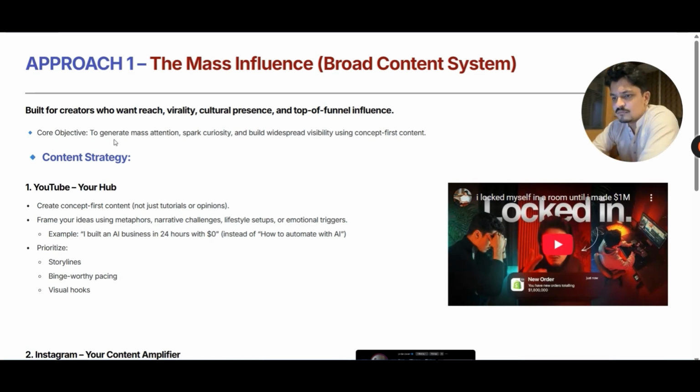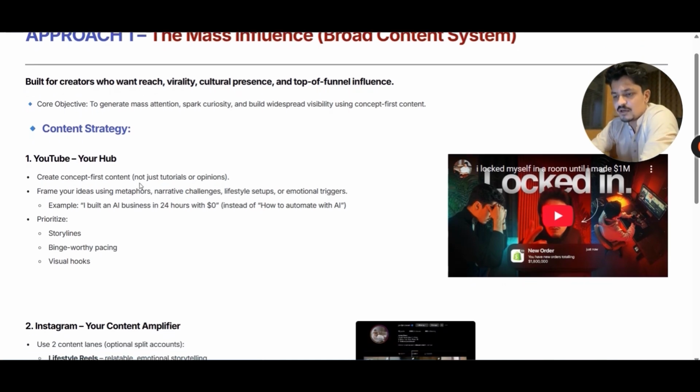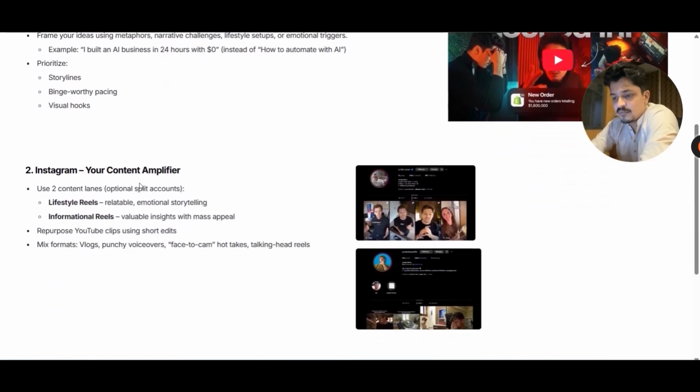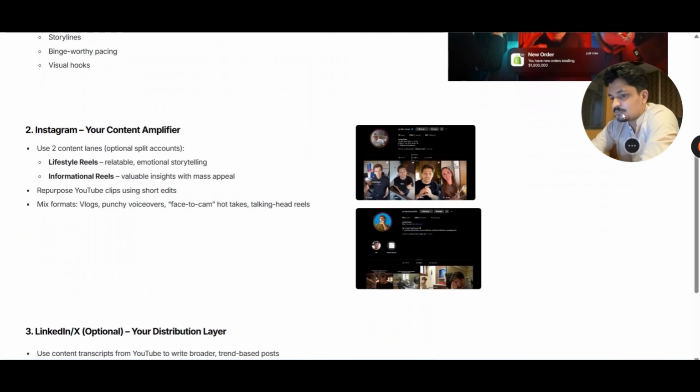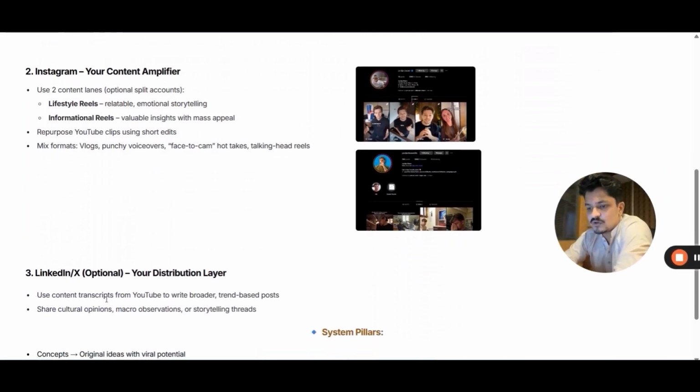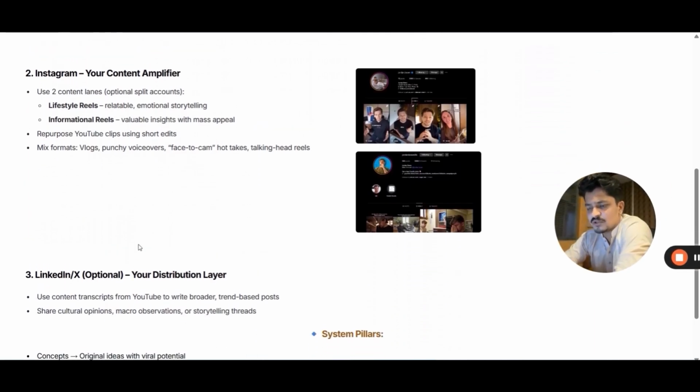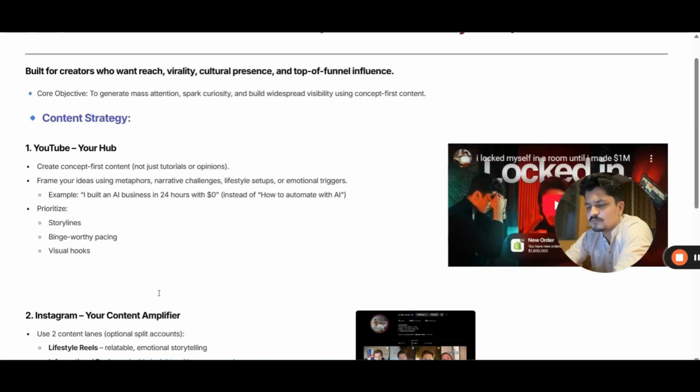Now again, it's built for creators who want reach, virality, cultural presence, and top of funnel influence. The core objective is to generate mass attention, spark curiosity, and build widespread visibility using concept first content. I'm going to explain what I mean by concept first content. Now, as for the content strategy, you've got three platforms right here. You've got YouTube, you've got Instagram, and you've got either LinkedIn or X. It depends on you, it's optional, but still, if you have it, it's good.